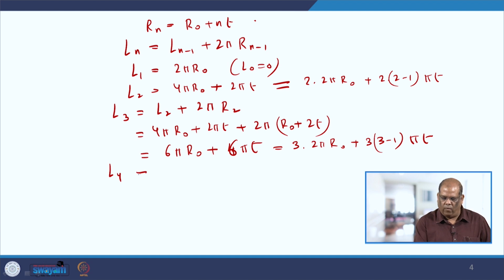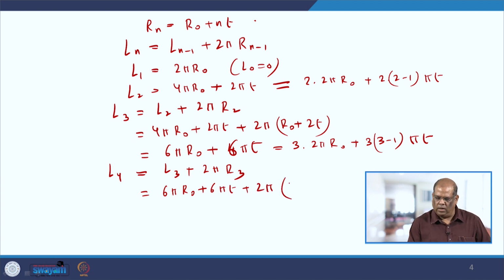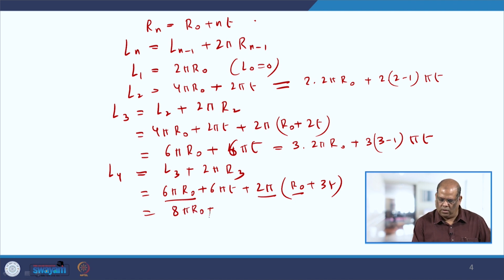Similarly, you will get your L4 is equal to L3 plus 2 pi r3. L3 is 6 pi r0 plus 6 pi t, plus 2 pi r3, which is r0 plus 3t. So 6 pi r0 plus 2 pi r0 is 8 pi r0, and 6 pi t plus 6 pi t is 12 pi t. And this can be written as 4 times 2 pi r0 plus 4 into 4 minus 1 pi t.